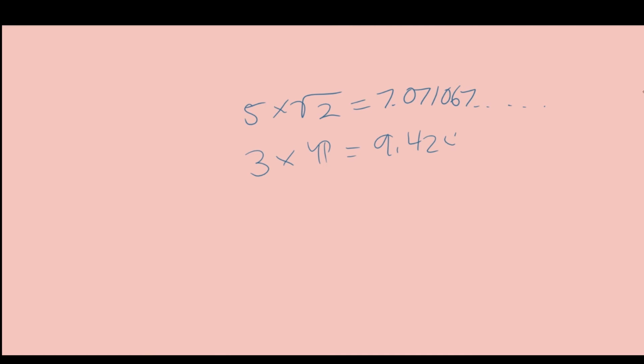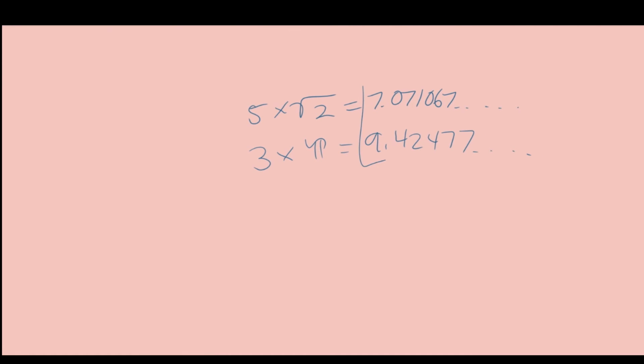So let's say we had 5 multiplied by the square root of 2. That's going to give us 7.071067, and this is going to repeat. And let's say we had 2 times pi. Well, that's going to give us 9.4247, and this is going to continue. So in both of these examples, these two values are irrational. And we can see, because the decimals don't terminate or repeat, that makes that value an irrational number.